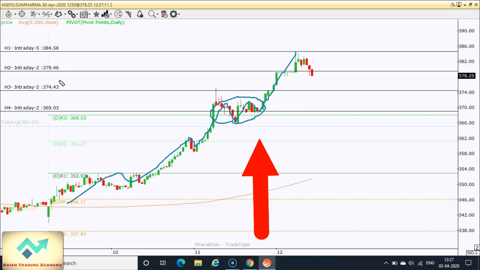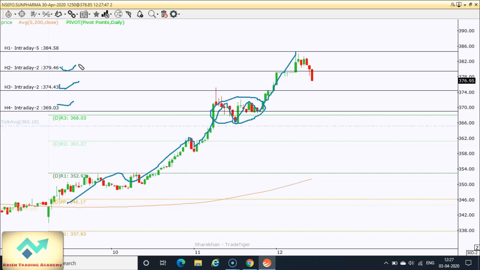My target is only 5 rupees. Why? Because there is a wick here. It acts as some kind of support for algorithmic traders, not for everyone. So I want to book early, but it has a high probability to come down to the 370 area. 370 area. My target is this thing. My entry was here.